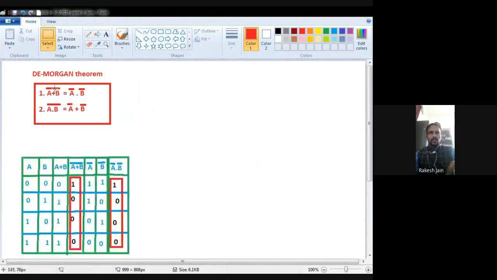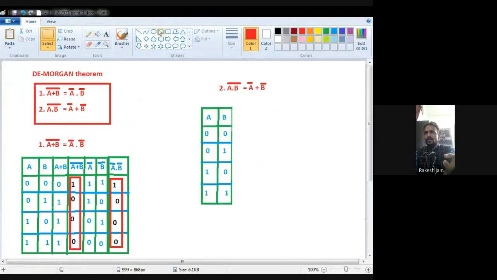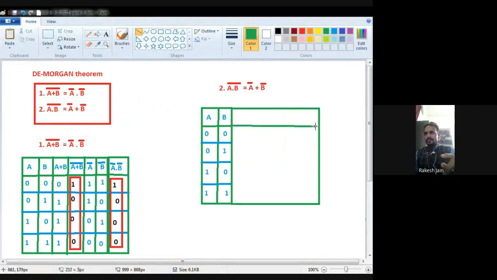A plus B bar is the LHS side, which I wrote in red color. And where is the right hand side? Right hand side is A bar dot B bar, so this one is A bar dot B bar. Now see, both are the same: the left side is 1 0 0 0, and the right hand side is also 1 0 0 0. That's why this is the proof of rule number 1.